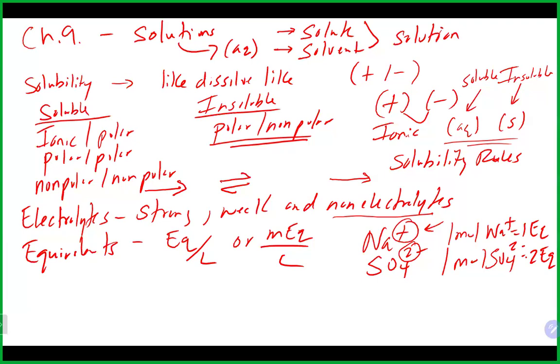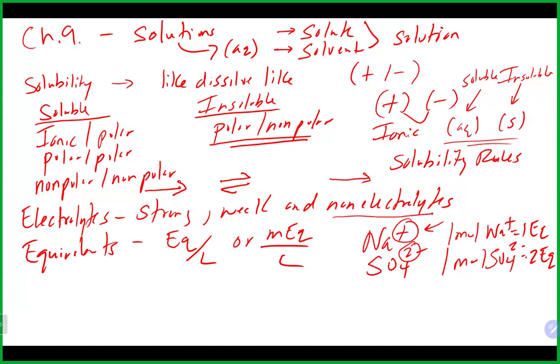So in terms of this type of concentration, what ends up happening is if you figure out the equivalence per liter for each of the ions in a solution, like the positive guy and the negative guy, they actually should come out with the same number. And that is because the overall charge of those ions are balanced in that solution.